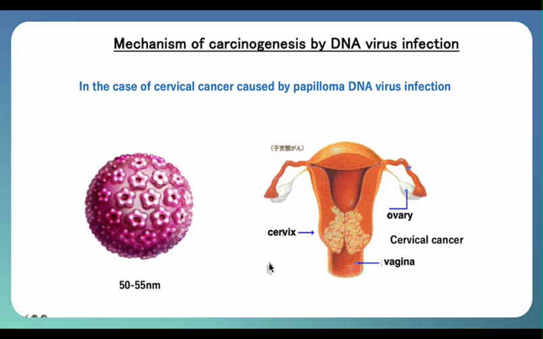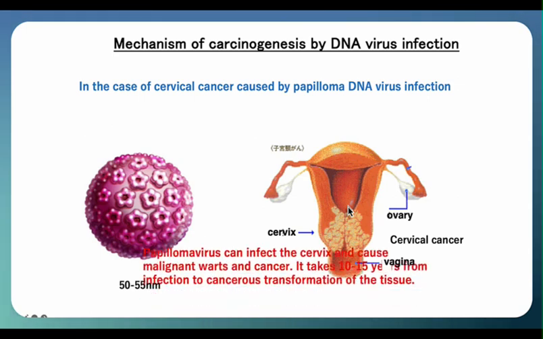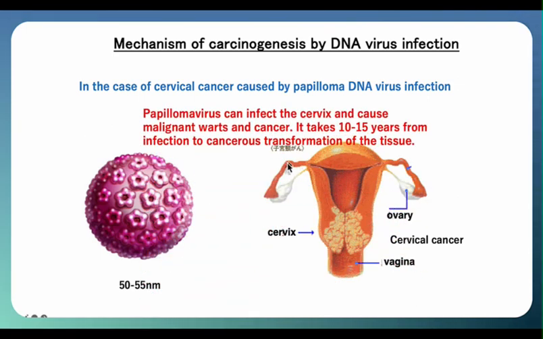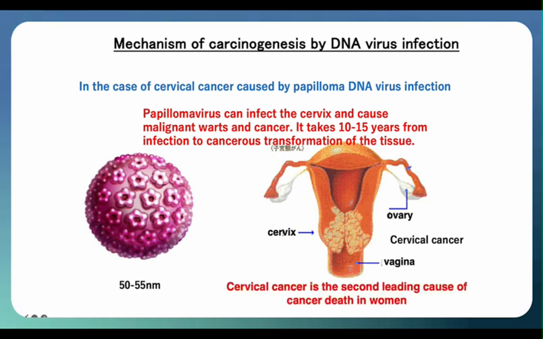Papillomavirus can infect the cervix and cause the development of malignant warts. It is believed that over a long period of time, these warts become cancerous. It takes a very long time from the infection of the virus to the development of cancer, taking from 10 to 15 years. Cervical cancer is now the second leading cause of cancer mortality in women.